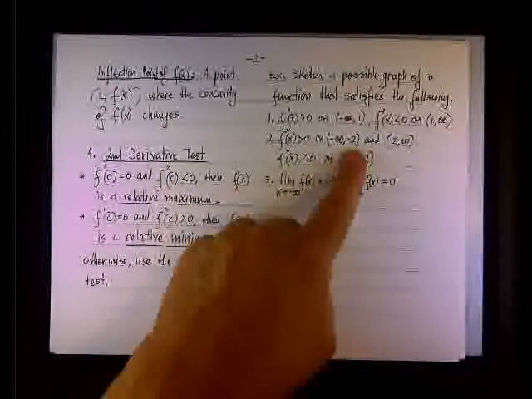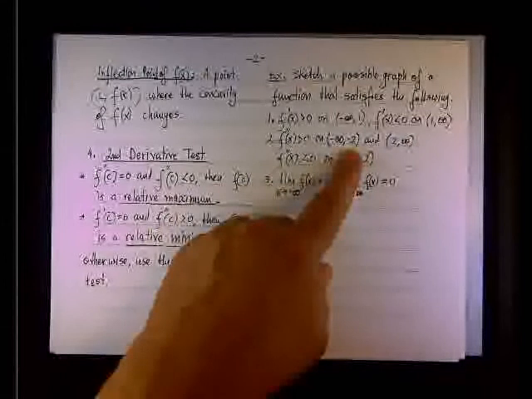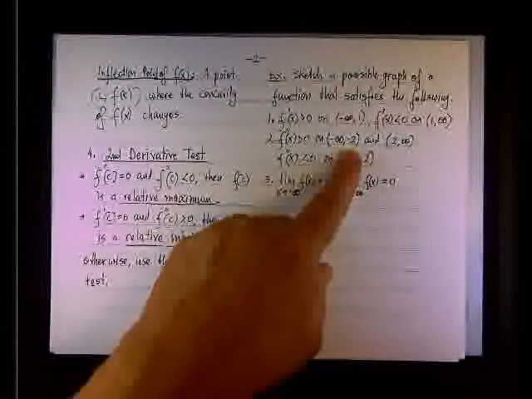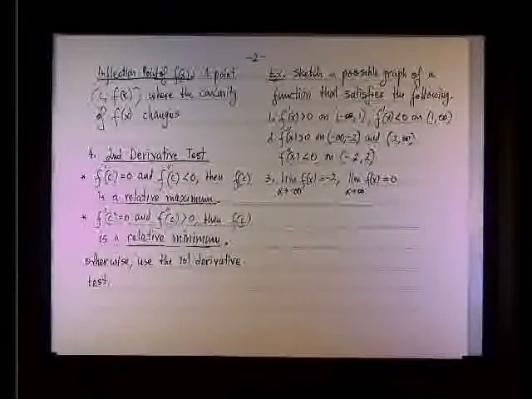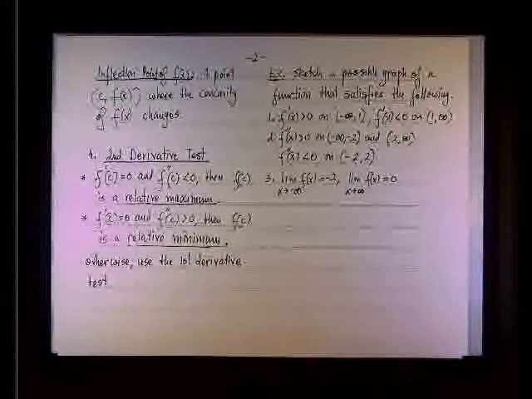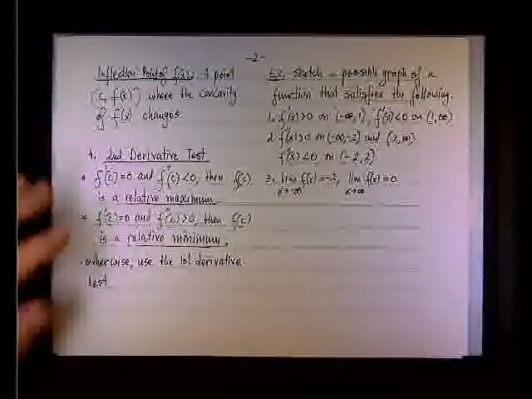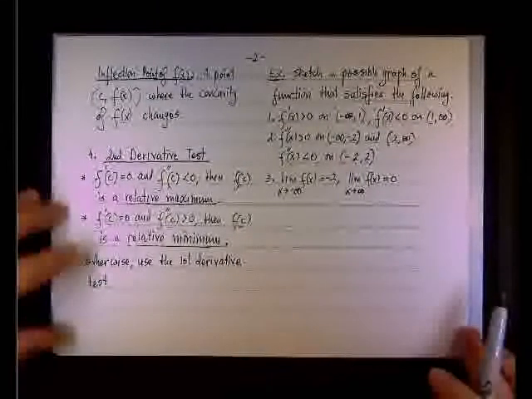Also, the second derivative is positive on negative infinity to negative 2. So we know that the function is concave up on this interval as well as on 2 to infinity. And finally, the limits: at the very left, the function will go to negative 2. On the very right, the function will go to 0. As a matter of fact, this will be my starting point.